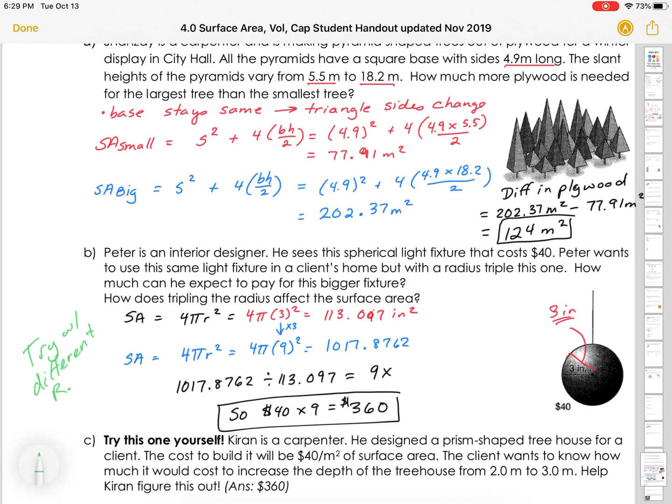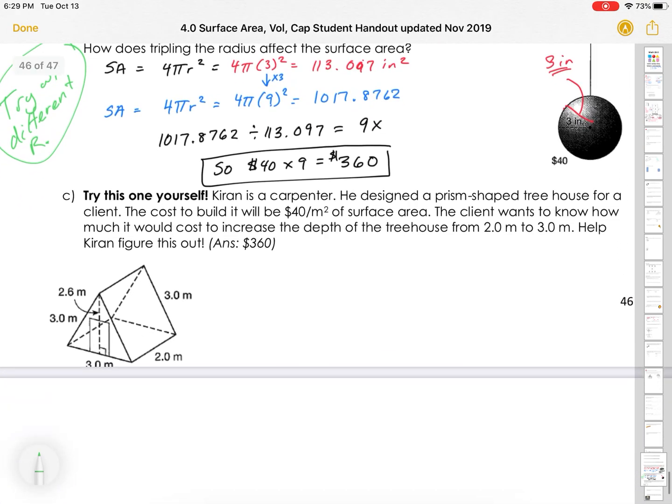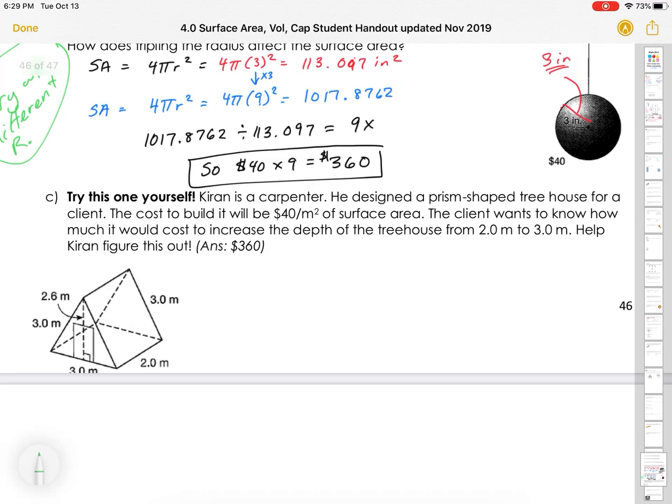Try with different numbers, with a different radius. All you have to do is make sure that you've tripled it each time to see what happens. Now I want you to try this one. So this would be a good time to pause, and then we'll figure it out together.